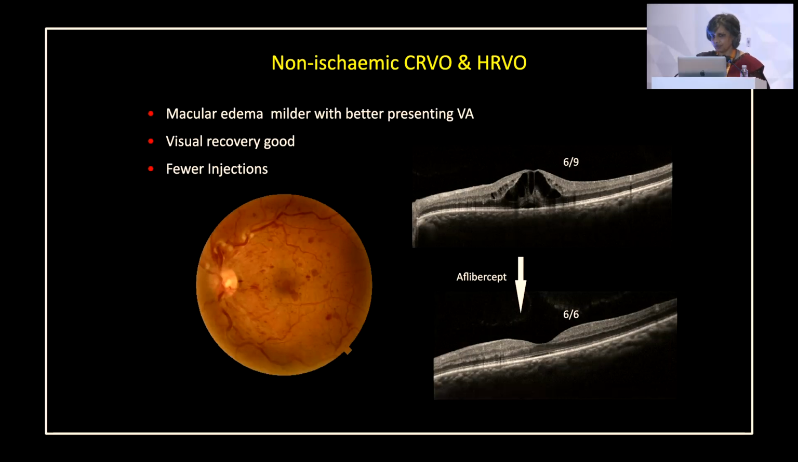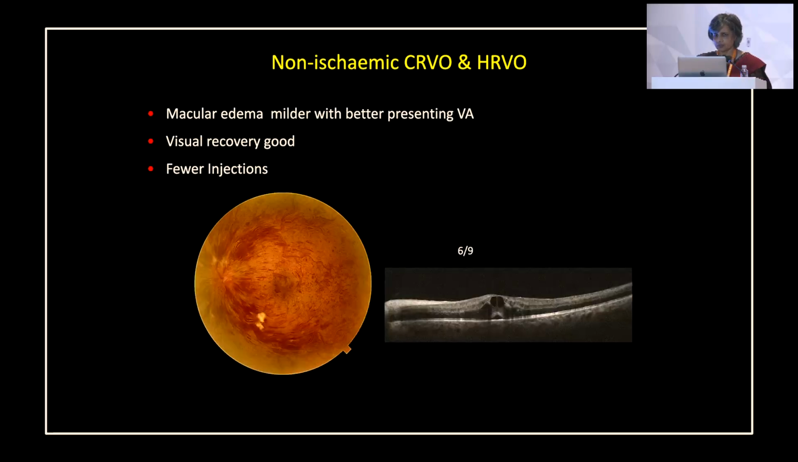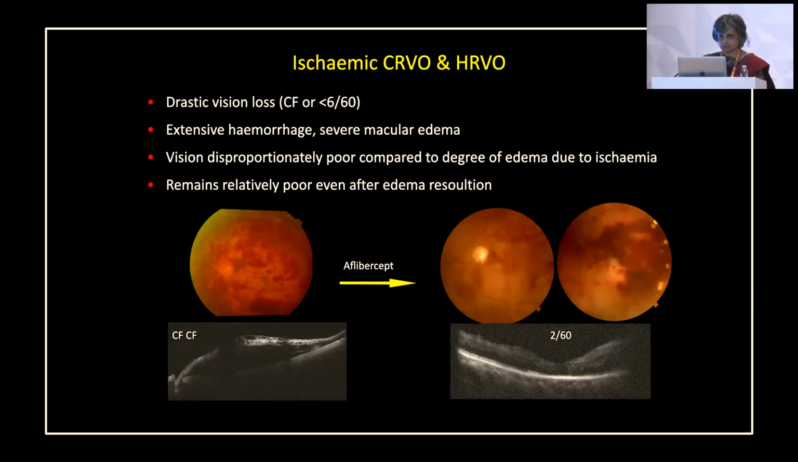They present as macular edema, which is generally well responsive to treatment, may be recurrent, but generally needs fewer injections than the ischemic variety, and good visual recovery. This is how they present, and generally good visual recovery, though recurrent edema is there.